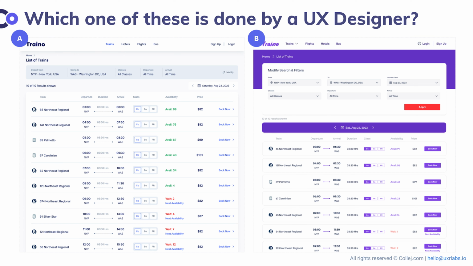What does a UX designer do? In order to answer this question, I'm going to show you two screens. Take your time, pause your video, and look at these screens carefully. One of these screens was done by a UX designer.